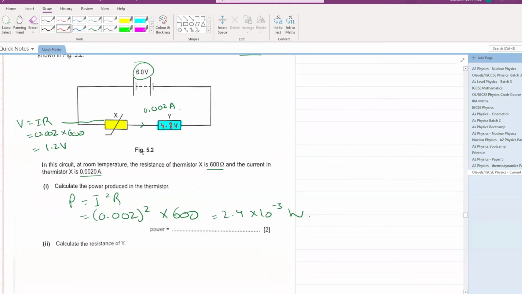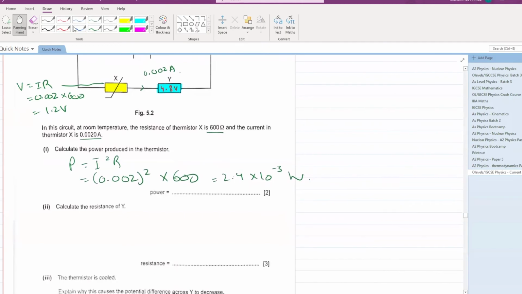The current is 0.002 amperes. Can you calculate the resistance? Yes. Resistance is equal to voltage over current. Voltage is 4.8 divided by current 0.002. Let's do that. 4.8 divided by 0.002. This comes out to be 2400 ohms as the resistance for this resistor Y.